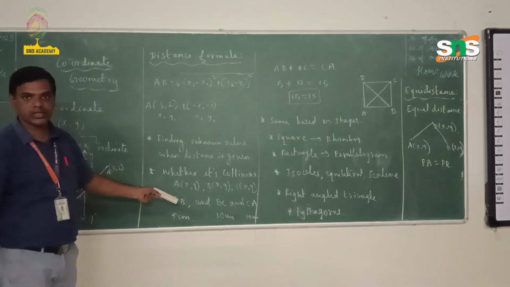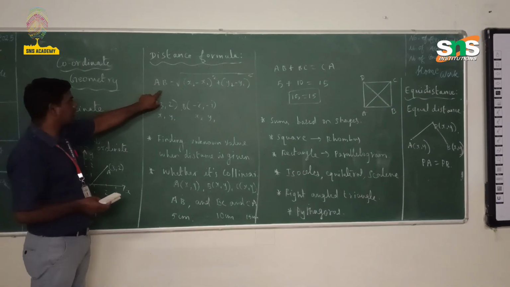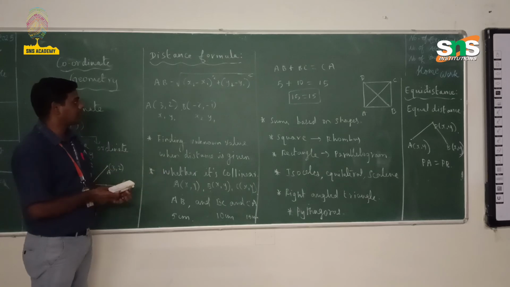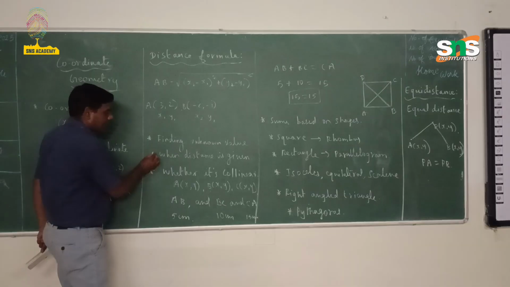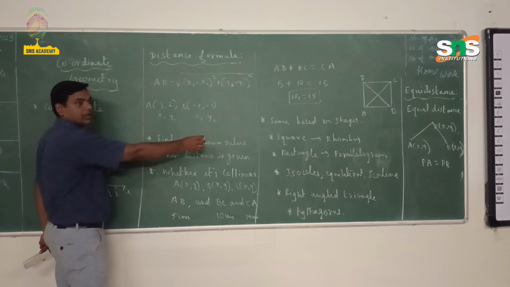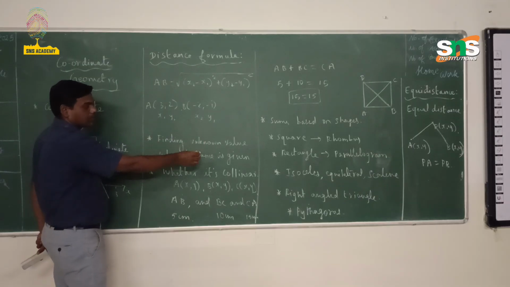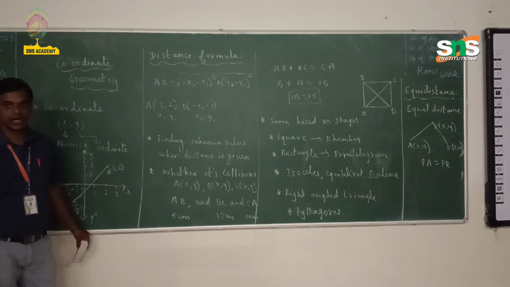Any doubt in the introduction? We understood what is meant by coordinate geometry. Coordinate geometry means the coordinate values which we plot on the graph, and we find the distance of the points. This is the distance formula: AB is equal to root of (x2 minus x1) the whole square plus (y2 minus y1) the whole square. Based on that, finding an unknown value, checking whether it is collinear, and the next one is sums based on all the shapes like square, rhombus, rectangle and triangles, and then the next one is equidistance. Okay. Any doubt? No.